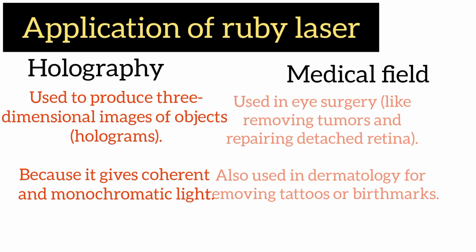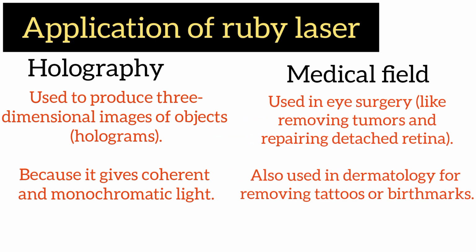Now the last topic, applications of the ruby laser: holography and the medical field. First, holography is used to produce a three-dimensional image of an object because it gives coherent and monochromatic light. Now, in the medical field, it is used in eye surgery like removing tumors and repairing a defective retina. It is also used in dermatology for removing tattoos or birthmarks.